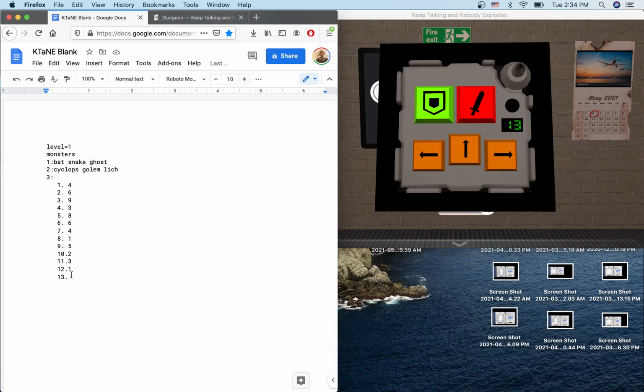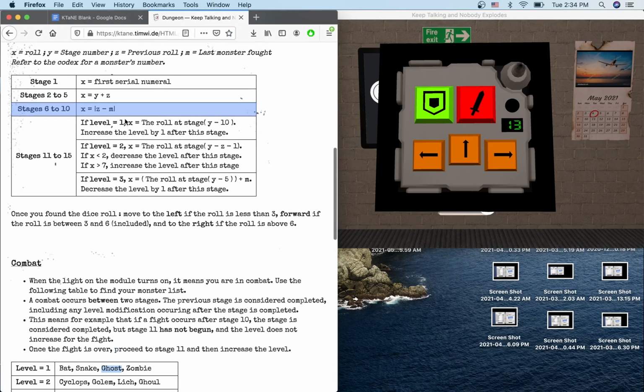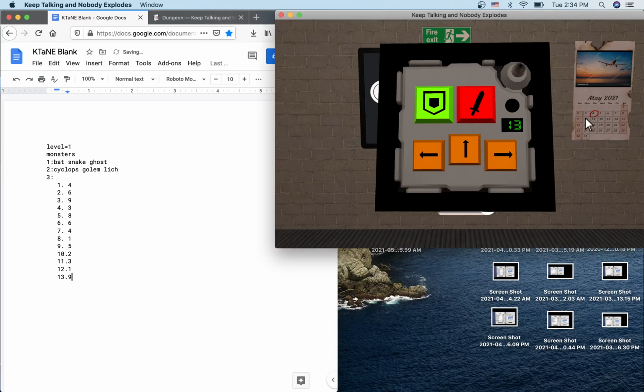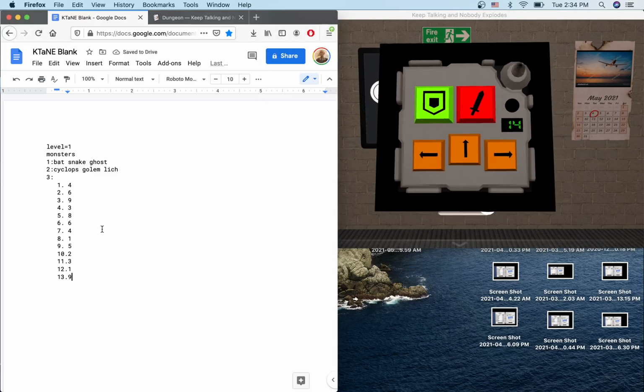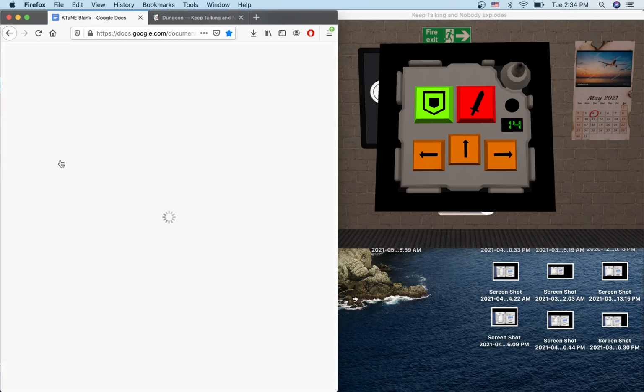So stage 13, however, remember we are at level 1, so we're not using this move set here. We're using this one here. The roll at stage Y, which is the stage number, minus 10. So the roll at stage 3. Roll at stage 3 was a 9. We're going to move to the right. Now, though, this says increase the level by 1 after this stage. So our level, instead of being 1, is now 2.